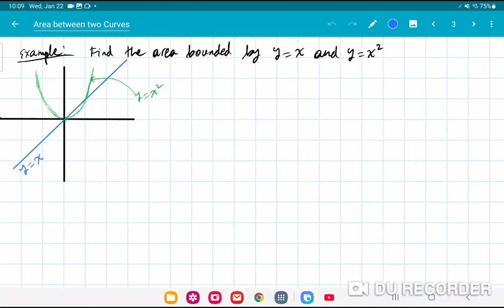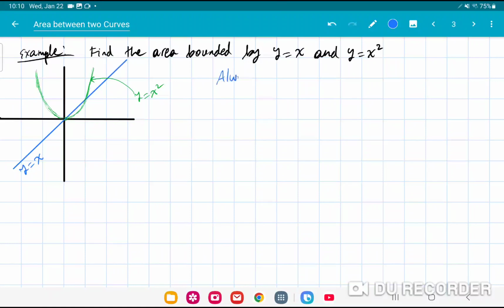Okay, now I have two functions, y equals x and y equals x squared, and we want to find the area between these two functions. Now you notice that there is no a and b given in this problem. The reason being that the two functions do intersect at at least two different points, and make a region like so.